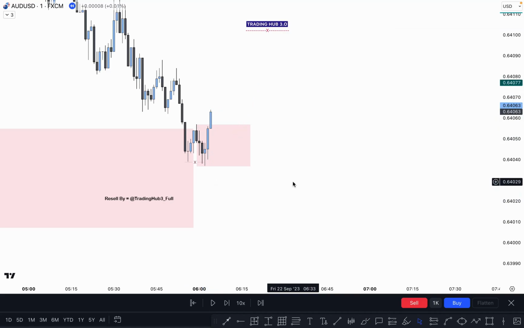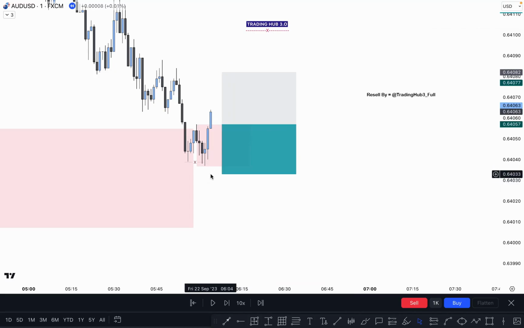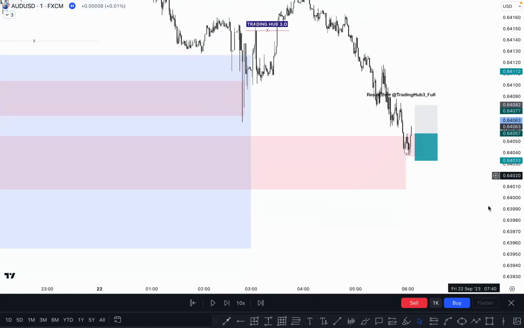Okay, so this one is a process because we are following the higher time frame order flow. So let's see what happened next after this one. This point becomes our entry criteria and this is our stop loss. And where is our target in this case?